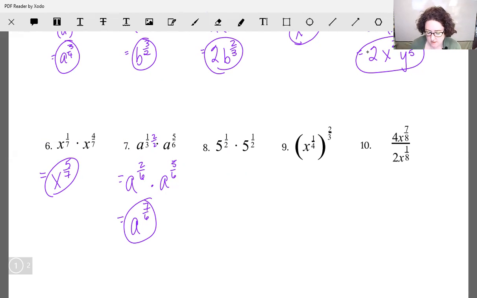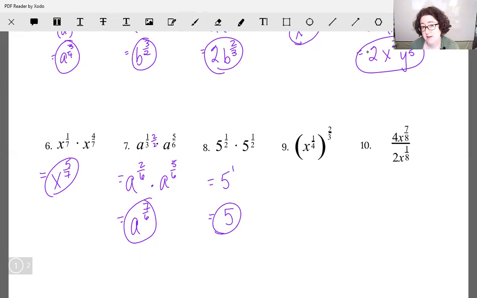Okay, number 8, 5 to the 1/2 times 5 to the 1/2. So same denominators, same base with the 5. But what's 1/2 plus 1/2? Well, that's just 1. And do you ever see us write things with an exponent of 1? Hardly ever. The most simplified version is just 5. Keep in mind, a 1/2 exponent is really a square root. So square root of 5 times square root of 5, still going to get us to a 5.